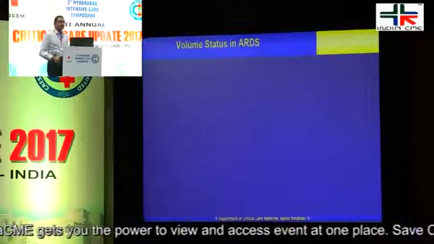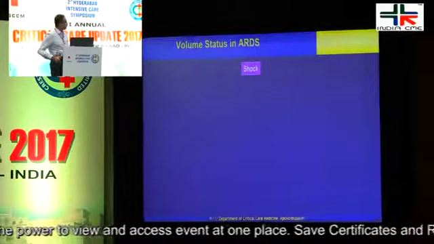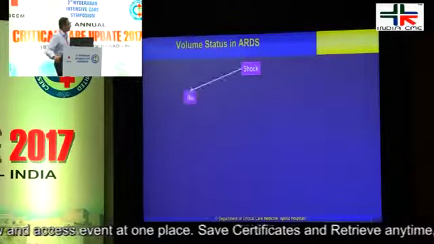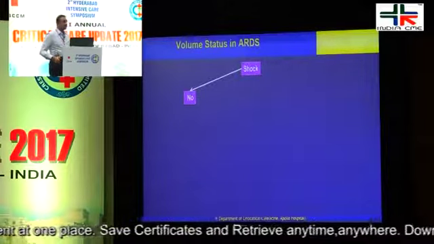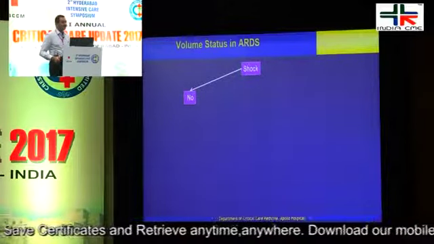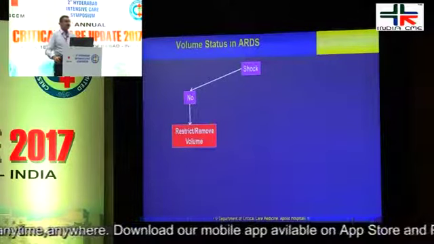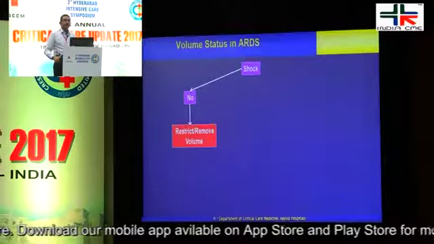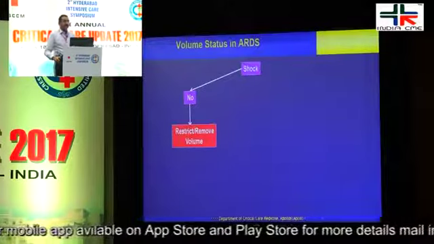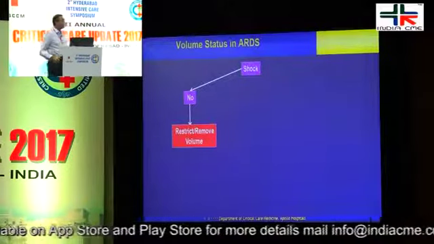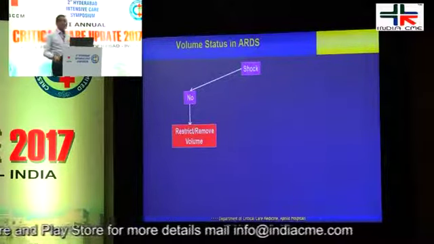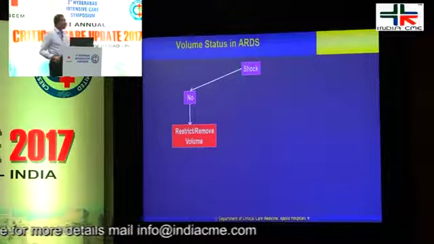So putting all those together, how do I manage and optimize volume status in ARDS? I ask whether the patient is shocky or non-shocky. If the patient is non-shocky, I have very good data from the FACTT trial, clearly telling me that a conservative strategy is not harmful, gives me the same outcome, gets you off the ventilator faster, gets you off the ICU faster. So I would restrict volume, remove volume if it's allowed, and see if I can move the patient forward.